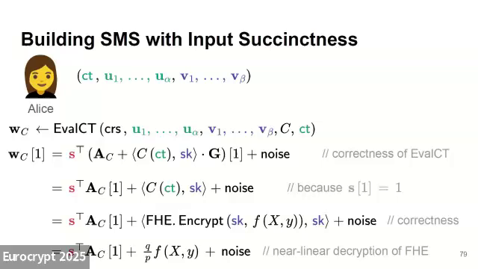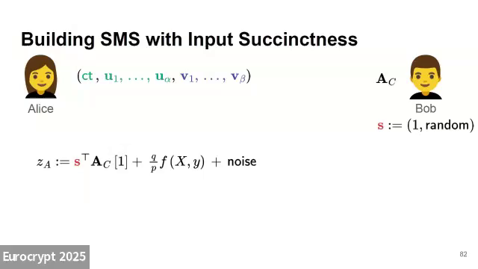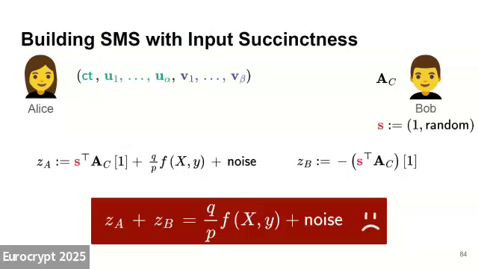And finally, by the near linear decryption property of FHE, we obtain an encryption under the orange secret key S of the function f of xy evaluation. Cool. So if Alice just defines this as her share of the output, Bob, who has the secret key S that he computed earlier, and is given A sub c by Alice, can compute the corresponding share S transpose A sub c, and if you add these two together, the result will be a noisy function evaluation.